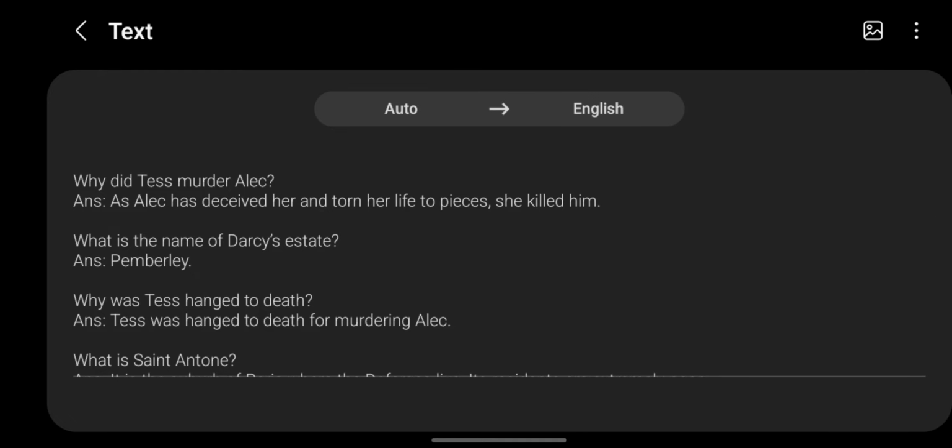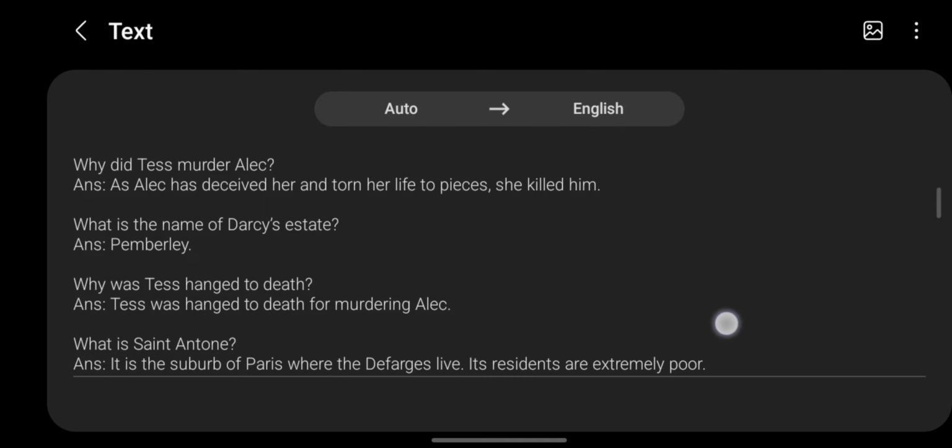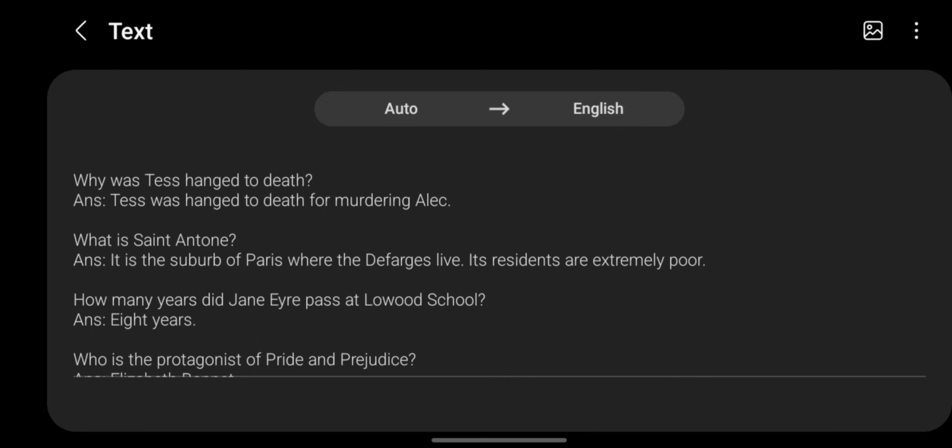What is the name of Darcy's estate? ANS, Pemberley. Why was Tess hanged to death? ANS, Tess was hanged to death for murdering Alec. What is Saint Antoine? ANS, it is the suburb of Paris where the Defarges live. Its residents are extremely poor.